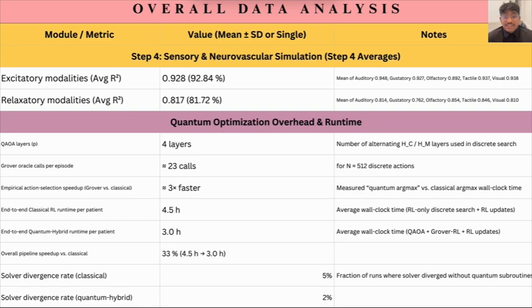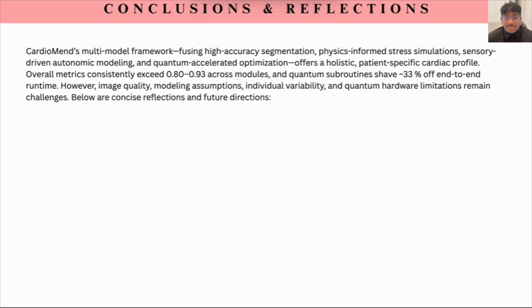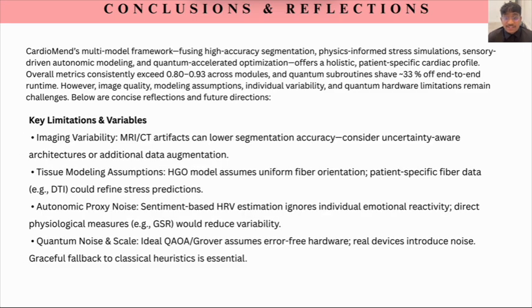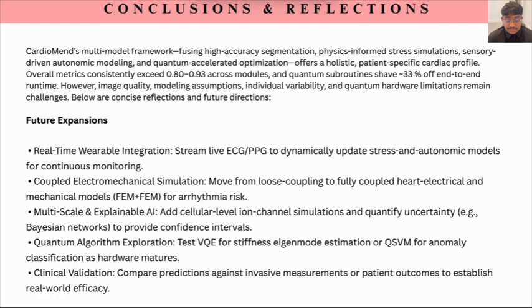Final summary. CardioMed offers a powerful patient-specific view of the heart, combining imaging, stress modeling, sensory response, and quantum tools into one system. Main conclusions: even with strong results, there's room to grow. Some MRI or CT scans can be noisy, making segmentations less reliable, and tissue models simplify real anatomy, and emotion-based signals don't always reflect how every patient's body reacts. Plus, while quantum methods speed things up, today's hardware still introduces noise.